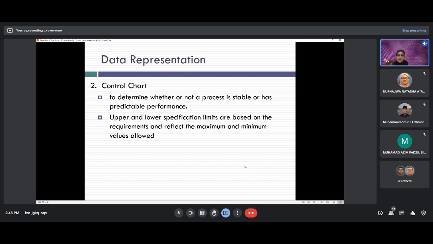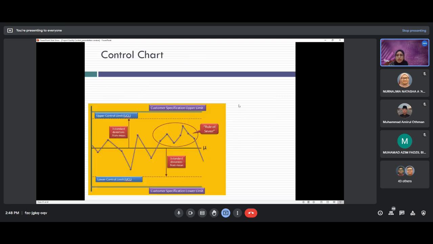The second data representation is the control chart. A control chart is used to determine whether or not a process is stable or has predictable performance, with upper and lower specification limits. I'm not sure whether you have seen a control chart before, but it has upper and lower specification limits based on the requirements that reflect the maximum and minimum values allowed. You can see the data that you get from your analysis.